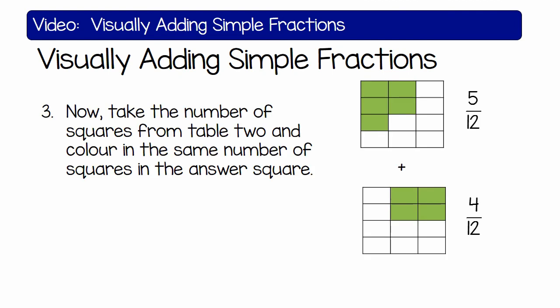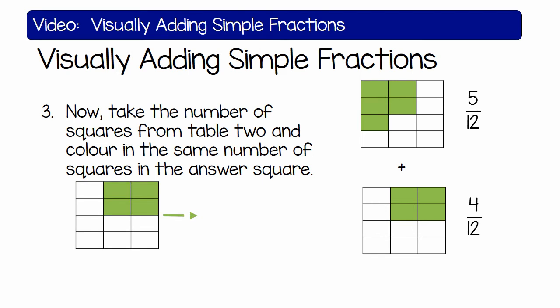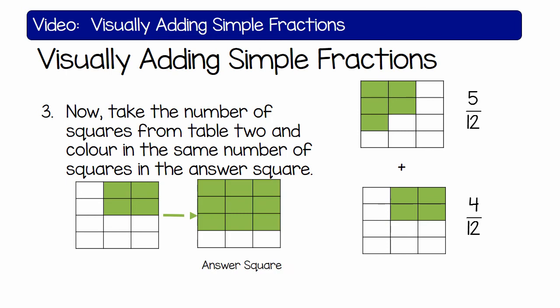Now, take the number of squares from table 2 and color in the same number of squares in the answer square. So we need to add 4 squares to our previous 5 square table. So our answer square will now have 9 squares colored.